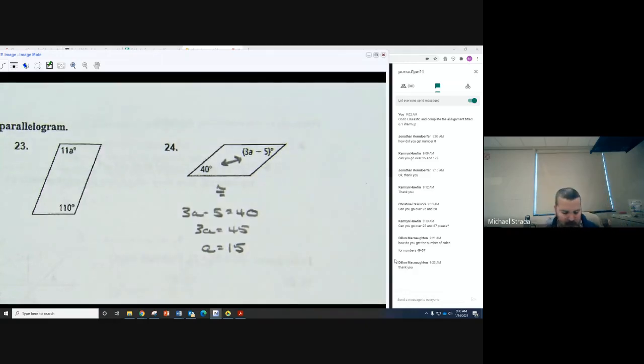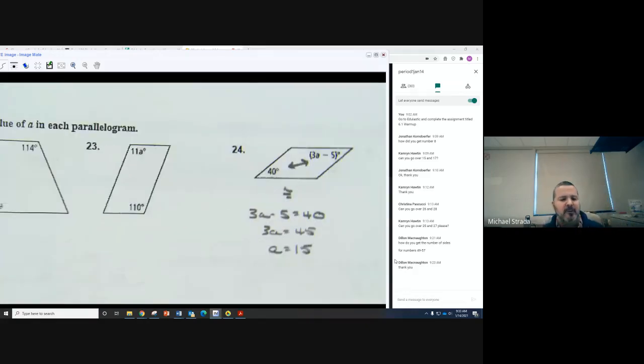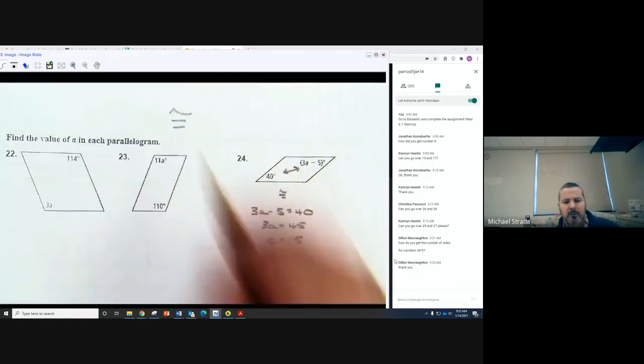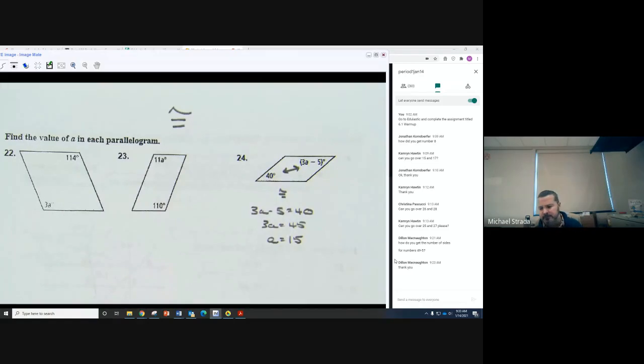So make sure you know the difference. These all show opposite angles, so all of these would be congruent. So you would set the equations equal to each other.